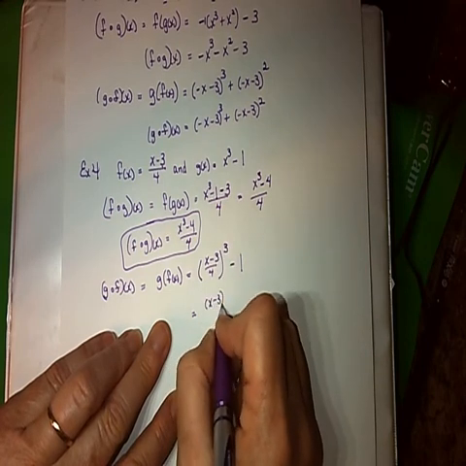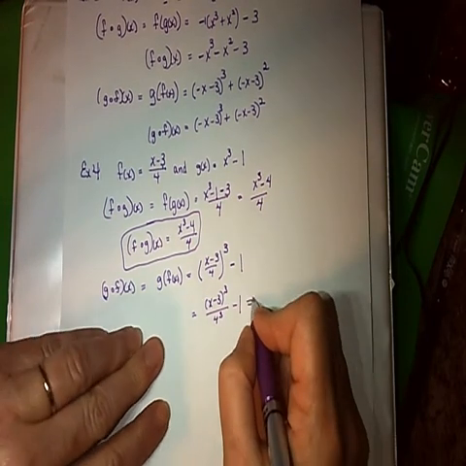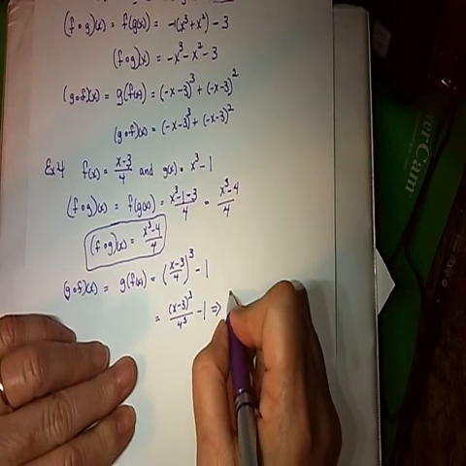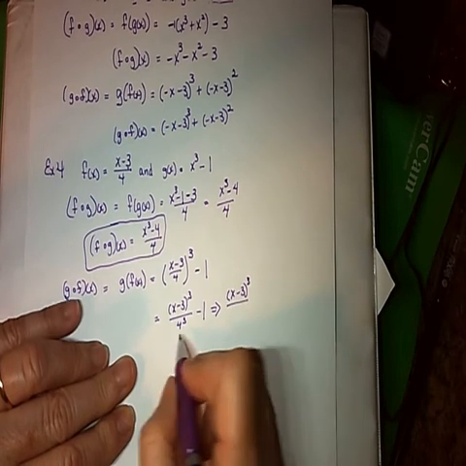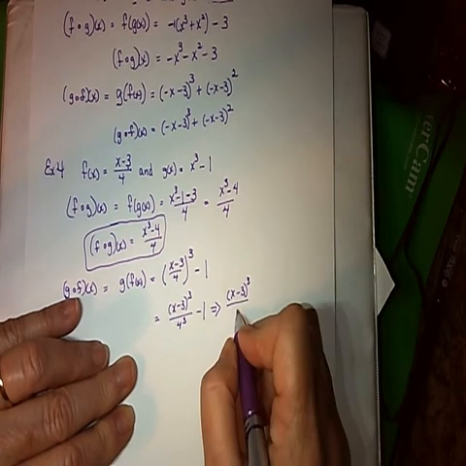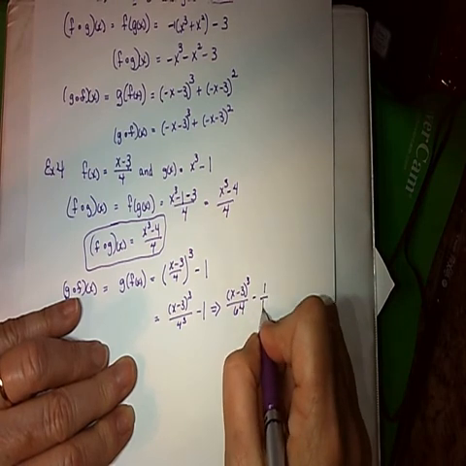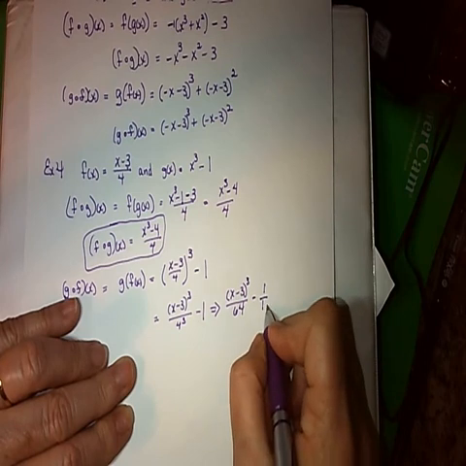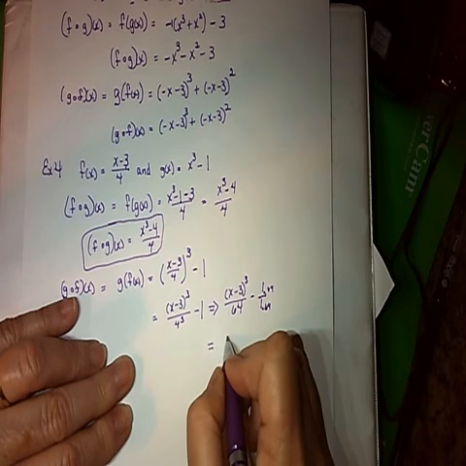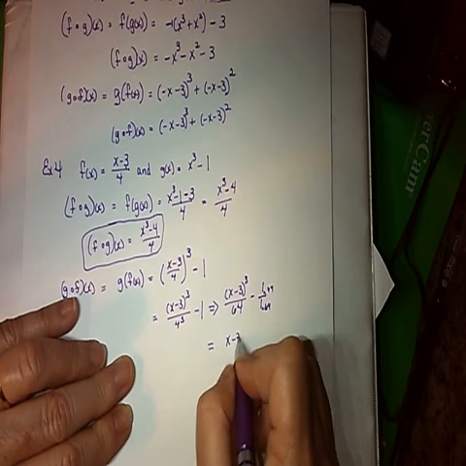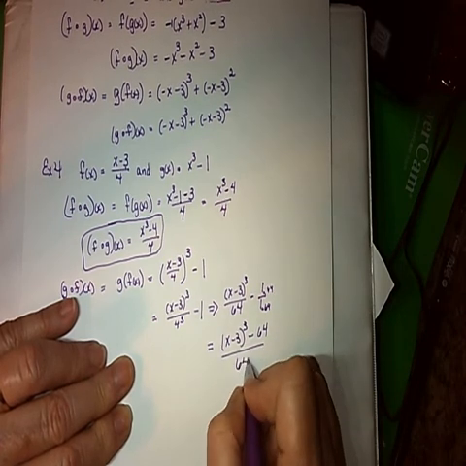So I can have x minus 3 cubed over 4 cubed minus 1. And then I'm going to go ahead and leave it as x minus 3 cubed. 4 cubed is 4 times 4 is 16 times 4 is 64 minus 1. If I make that a fraction, I get a common denominator. I'm going to multiply this by 64 on top and bottom. So I get x minus 3 cubed minus 64 all over 64.